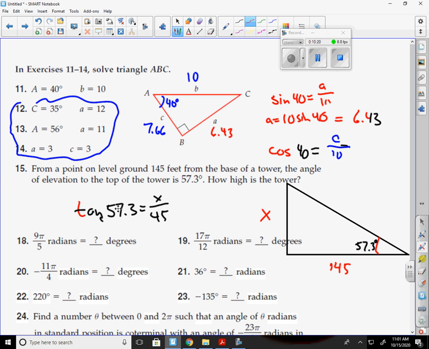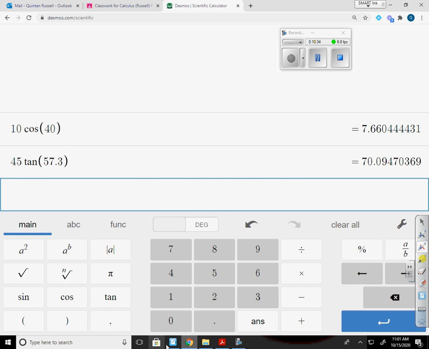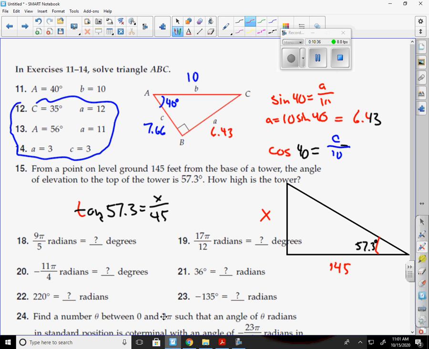Multiply both sides by 45. Do 45 tan 57.3. You're going to get 70.1. So 70.1, I believe it was feet. Yep. I don't know why I wrote degrees. It's clearly feet.